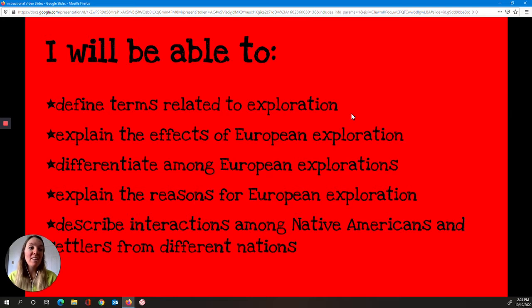So in our past lesson, we learned about the Native American tribes and groups. We learned about the different regions and all of those different tribes that are already in North America and settled and had been for years and years until these explorations began and all these different explorers started to come over from Europe.